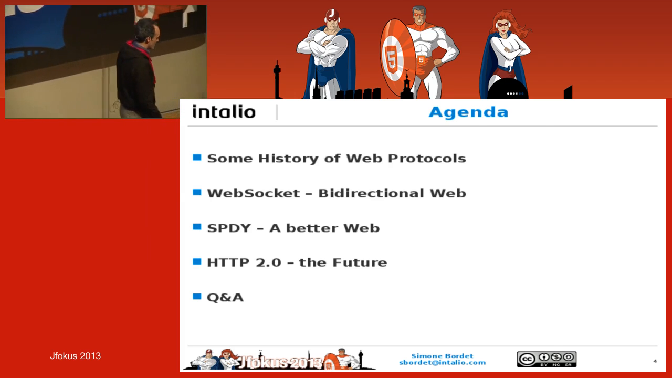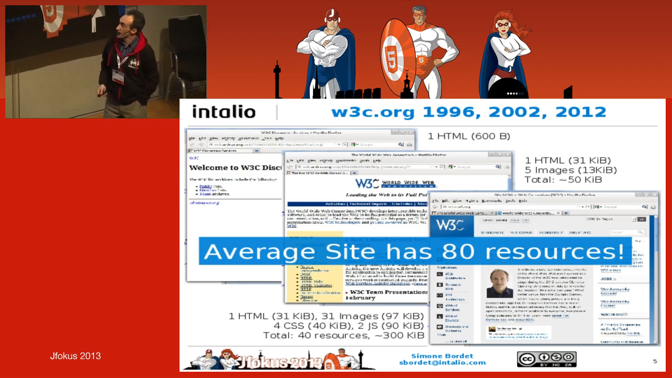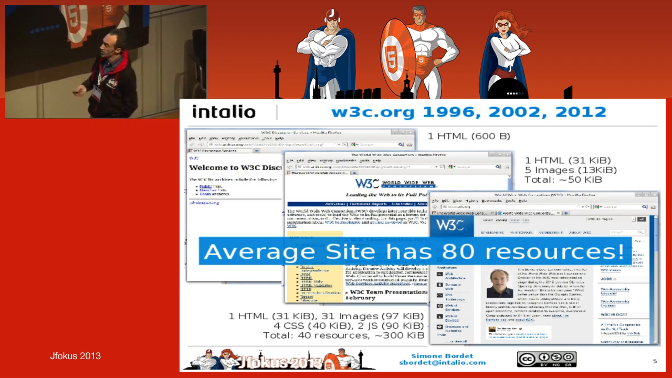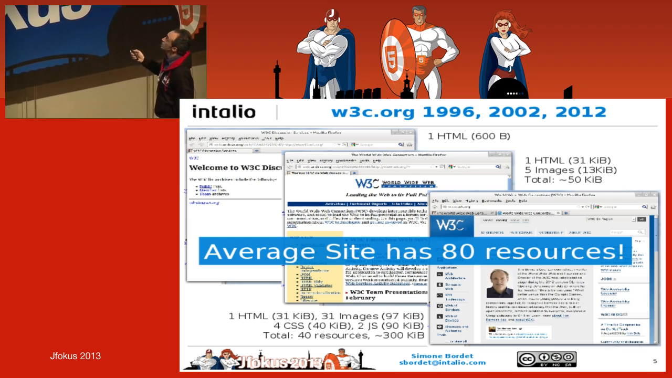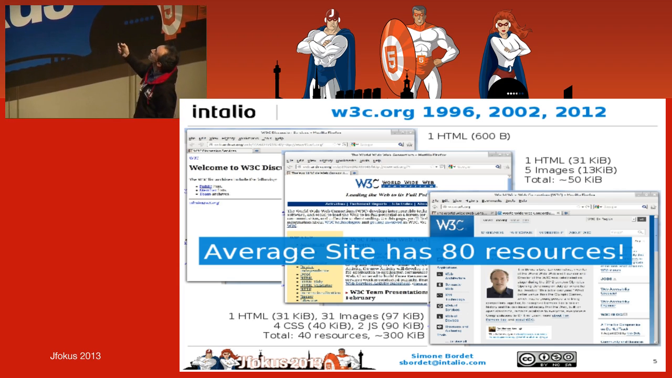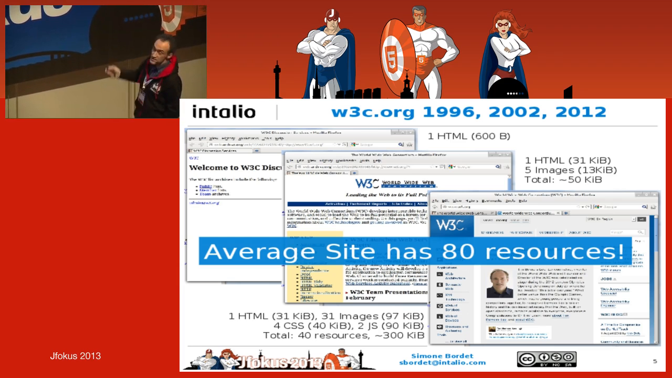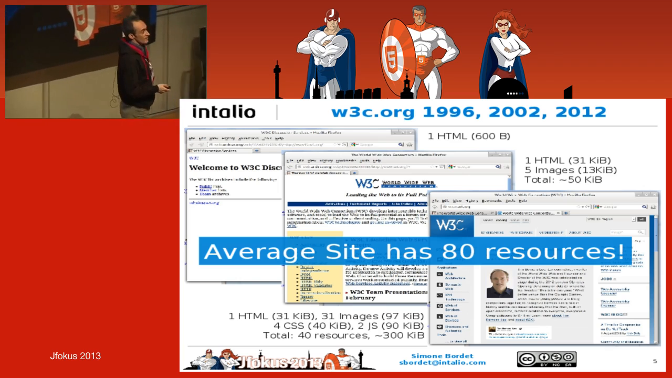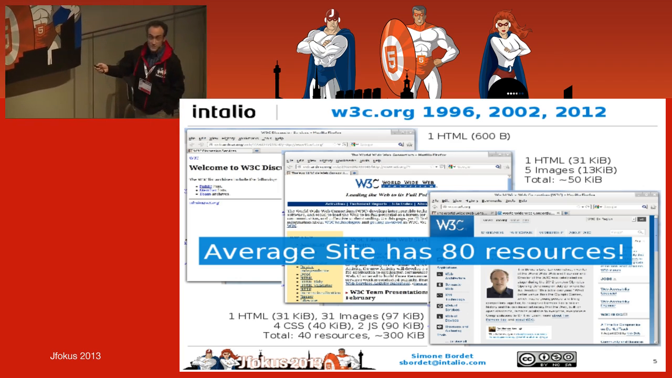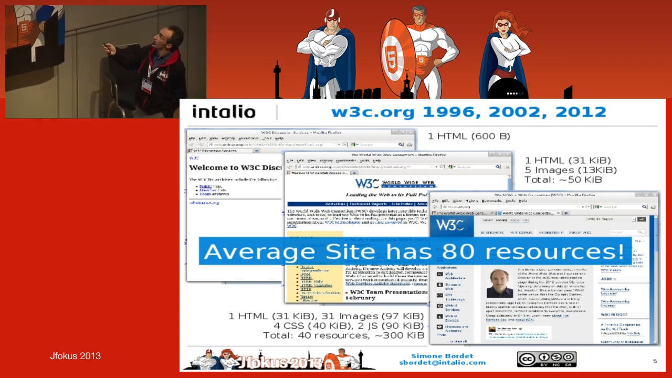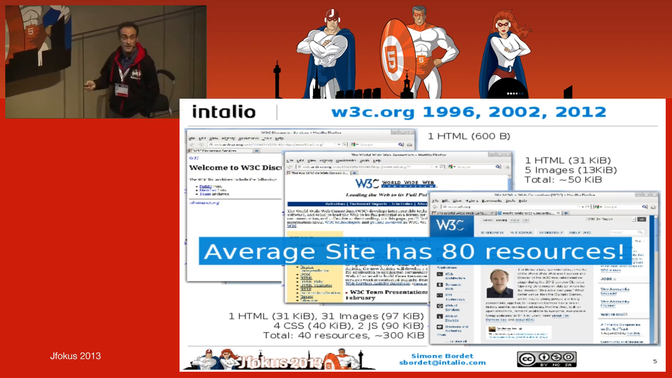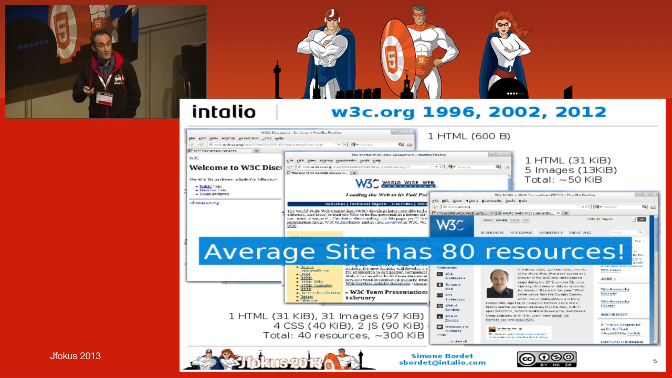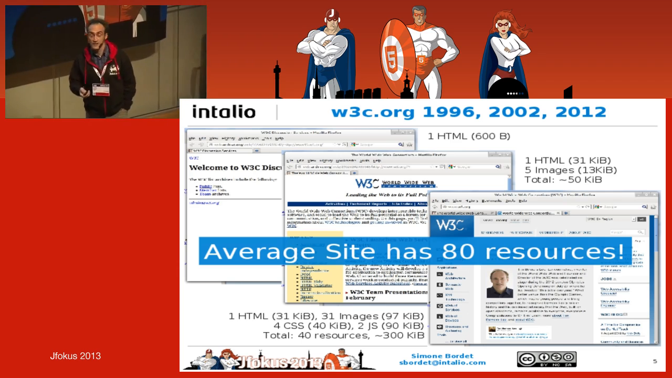So let's start. This is the front page of w3c.org, like it was in 96, 2002, and 2012. In 96, this page was one HTML file, 600 bytes. In 2002, six years later, this page became one HTML file and 5 images for a total of 50 kilobytes. So it grew almost tenfold over only 6 years.